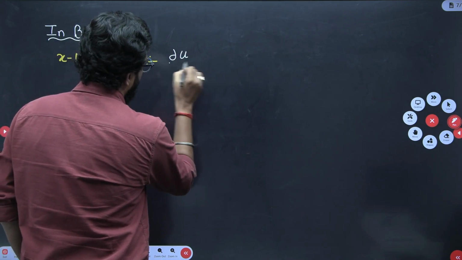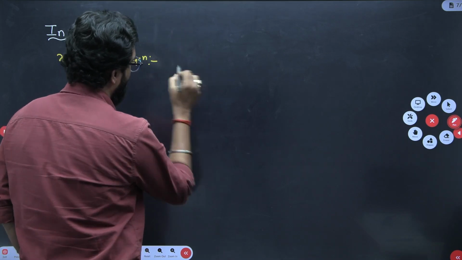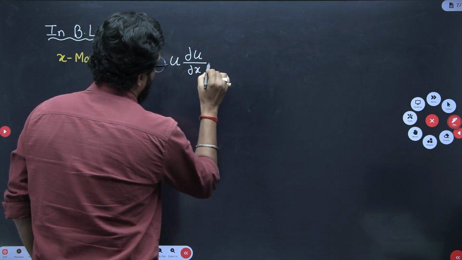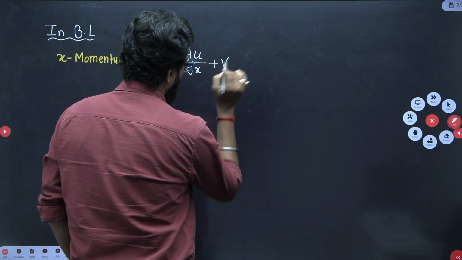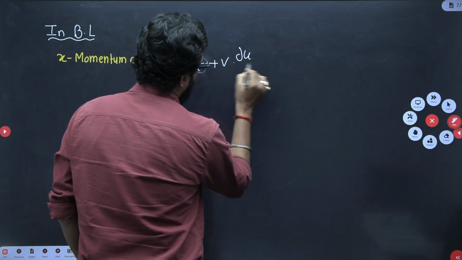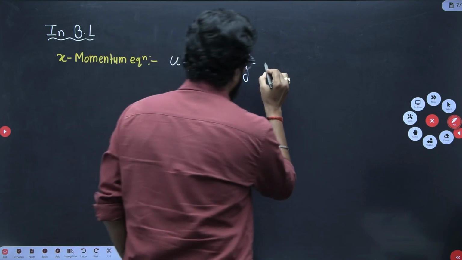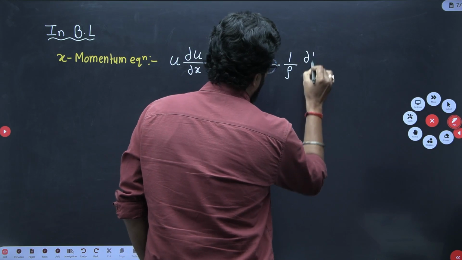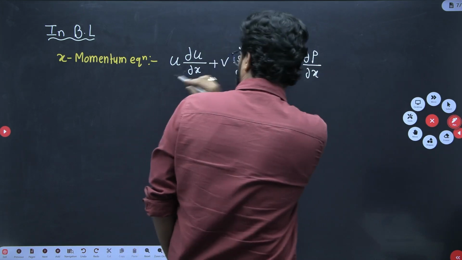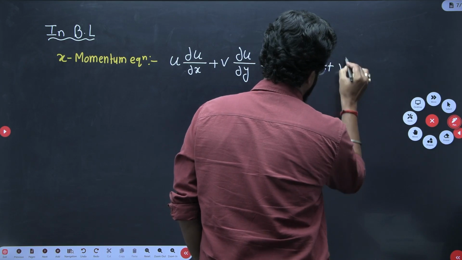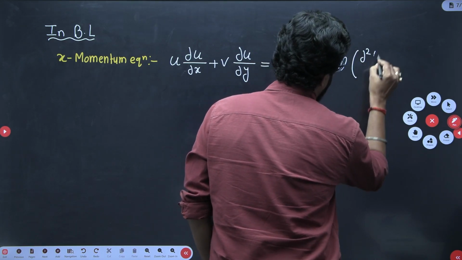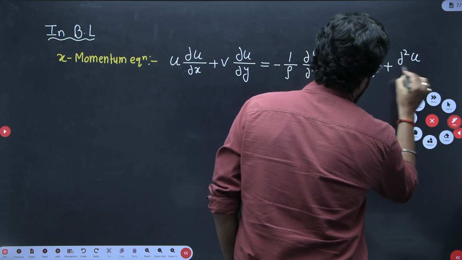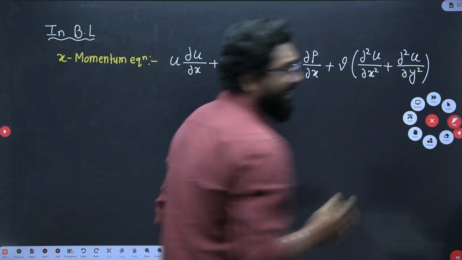The momentum equation, acceleration first: u dou u by dou x plus v, velocity in y direction, dou u by dou y, this is the acceleration, is equal to minus 1 by rho dou p by dou x, x direction, plus kinematic viscosity nu times dou square u by dou x square, two-dimensional, plus dou square u by dou y square. This is the x direction momentum equation.